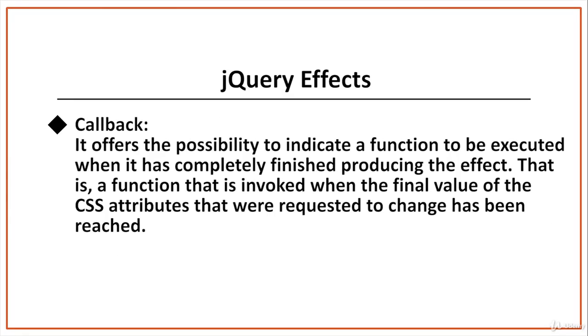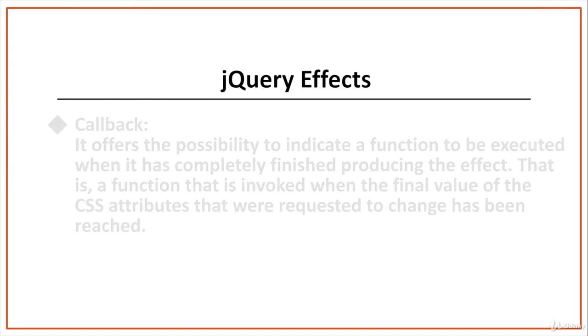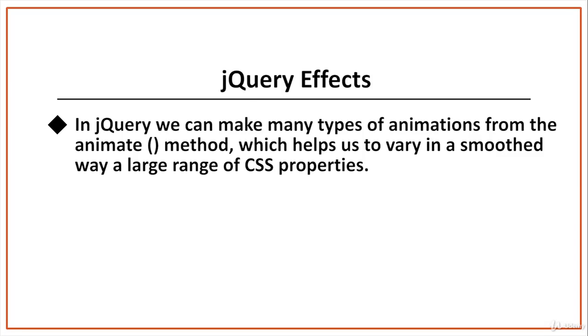Callback. It offers the possibility to indicate a function to be executed when the effect has completely finished. That is, a function that is invoked when the final value of the CSS attributes that were requested to change has been reached. In jQuery, we can make many types of animation from the animate method, which helps us to vary in a smoothed way a large range of CSS properties.